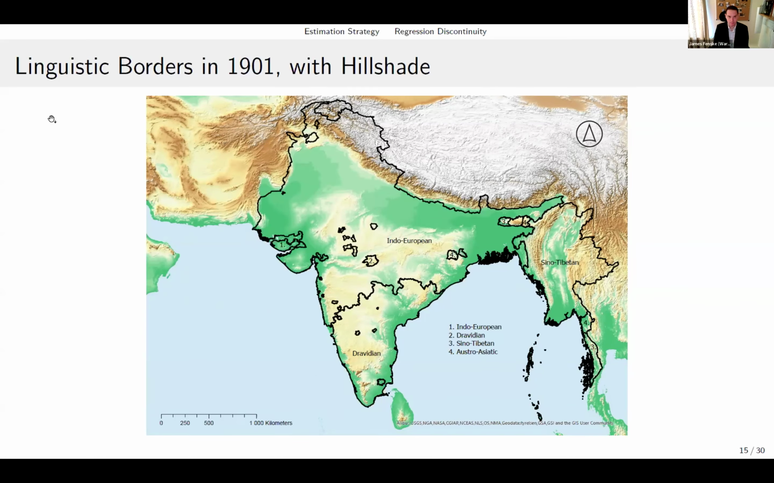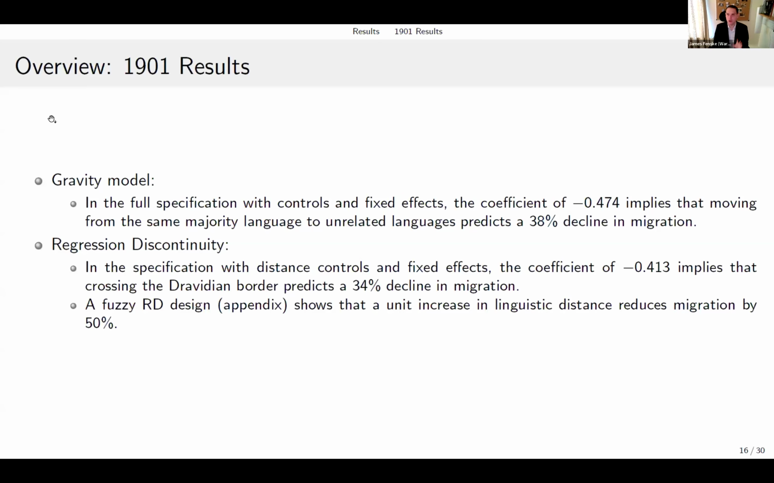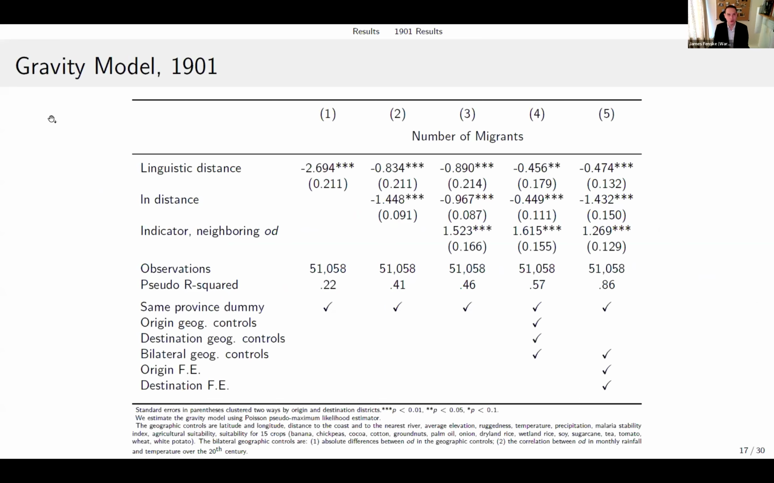and so we're not going to use that RDD in the baseline. Okay, so I'm going to show you our 1901 results first, and going left to right in this table, what I'm going to show you is that first, if you just remember, this is a Poisson estimation, regress the number of migrants on the linguistic distance between origin and destination, while controlling for nothing else except for whether these are in the same province, you'll get a coefficient of negative 2.69. I'll tell you how to think about that magnitude later.